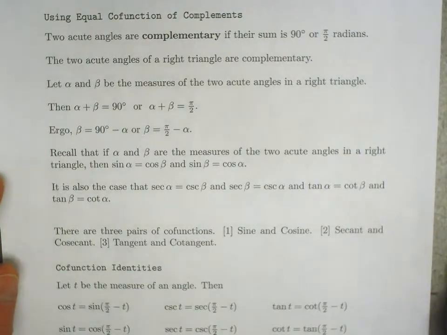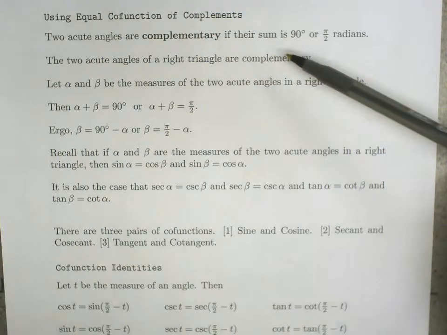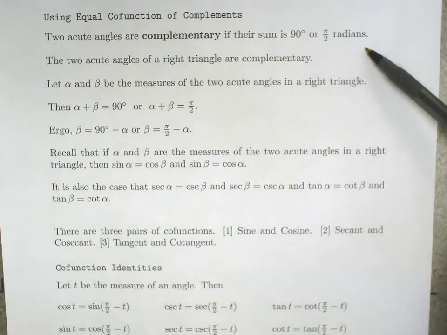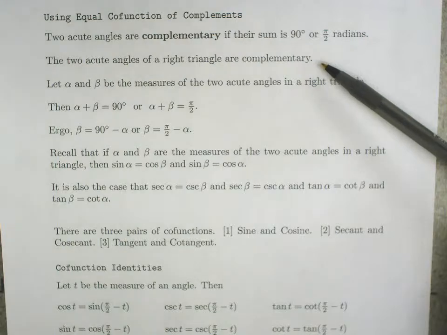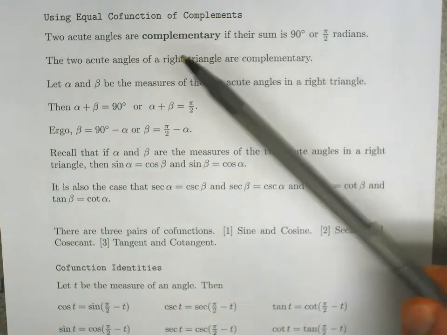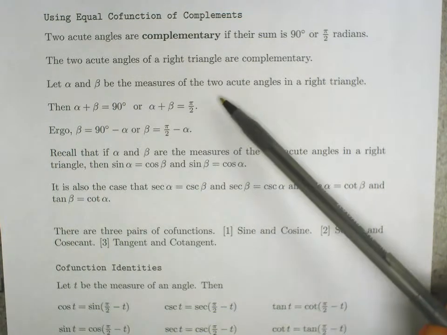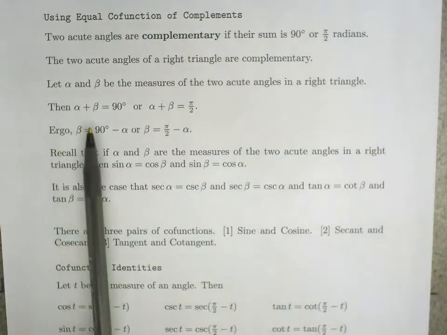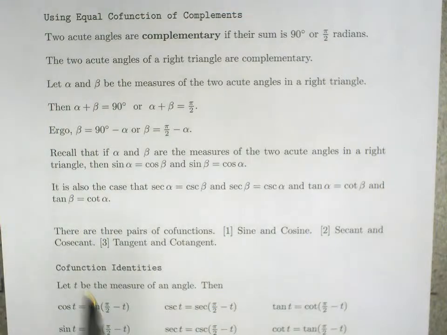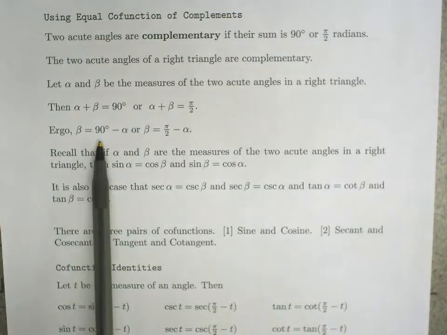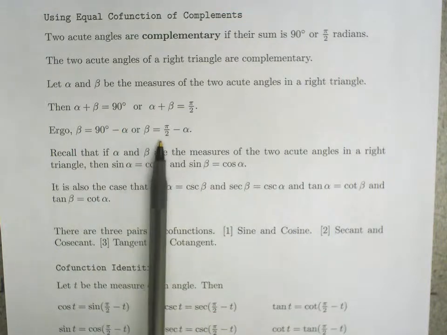Use equal cofunction of complements. Two acute angles are complementary if their sum is 90 degrees or pi over 2 radians. And as we have seen, the two acute angles of a right triangle are complementary. They add up to 90 degrees or pi over 2 radians. Okay, so let alpha and beta be the measures of the two acute angles in a right triangle. So as has been mentioned, alpha plus beta is 90 degrees. In radians, alpha plus beta is pi over 2 radians. So that means that beta is 90 degrees minus alpha, or beta is pi over 2 minus alpha.